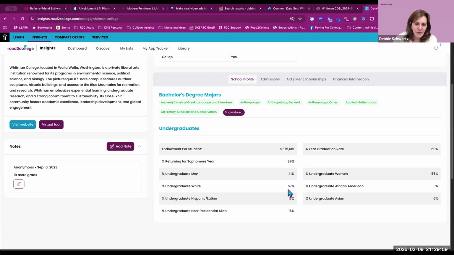Here's the breakout of men versus women, which we saw. So 55% of undergraduates are women versus males. And then there's the ethnicity information.